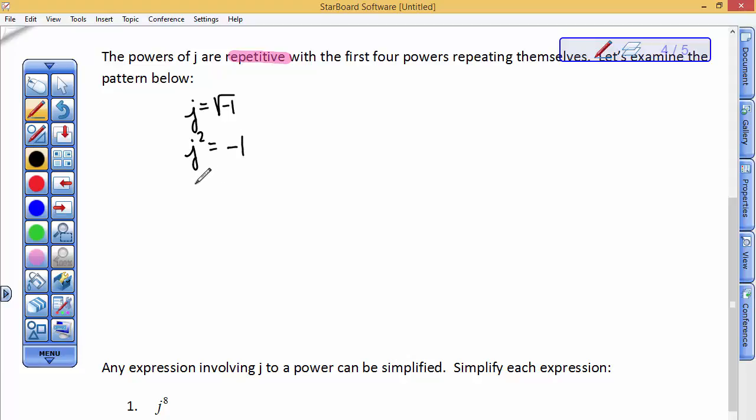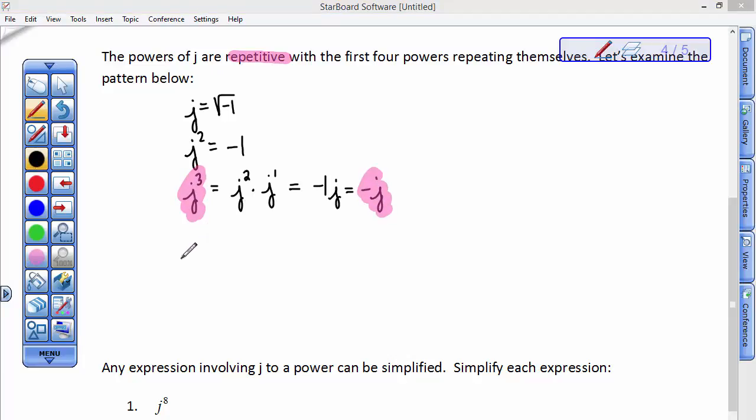Well, I wonder what j to the third power is, and this is where I need to know my rules for exponents. I'm going to break j to the third into j to the second times j to the first. Well, j to the second is a negative 1, so this right here I'm going to replace with a negative 1. So I have a negative 1 times j. Or we often just call j to the third a negative j. j to the fourth, I like to think of as j squared times j squared, because remember, you add your exponents. 2 plus 2 is 4.